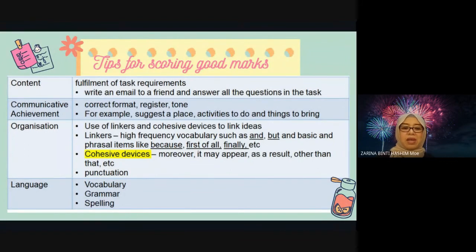And then your spelling. Again, spelling is also important. If it deviates from the meaning, if your spelling is so severe and it makes the meaning different, that is considered as gross error. Kesalahan yang besar. So those are the tips for you to score good marks for this part.